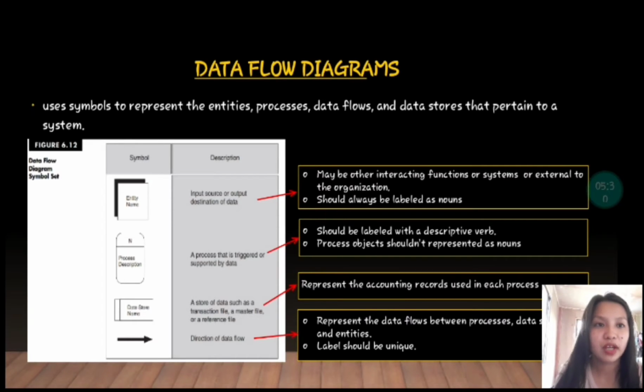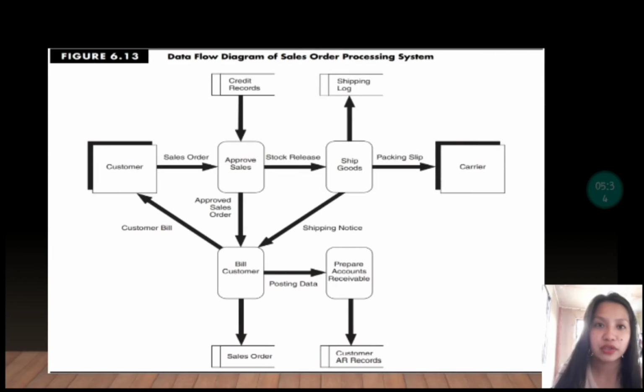I'm going to show you an example, which is figure 6.13. This is an example of a data flow diagram for the sales order processing system.